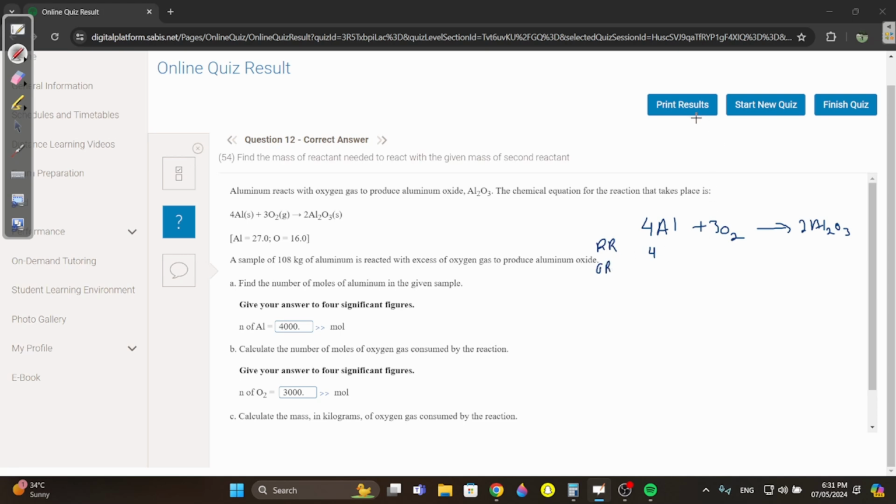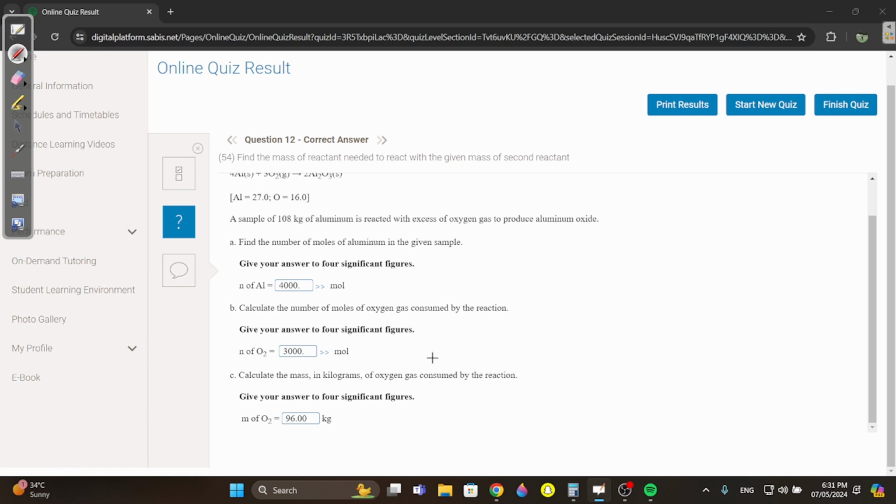In Sharjah, that's how they teach us. For 4Al in the reaction, and in oxygen it's 3 in the reaction. How much do I have given for aluminium? 4,000, right? But now I want to know how much oxygen I have, so it's X, obviously. Cross multiply, and you get 3,000. Then they say calculate the mass of oxygen.